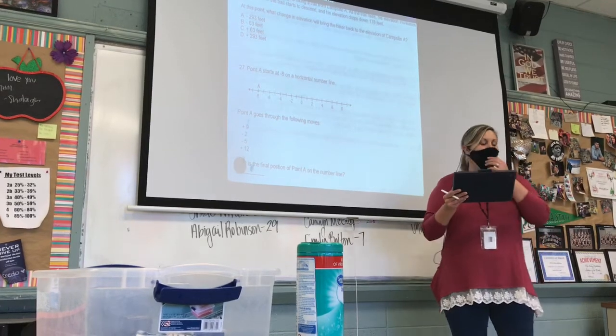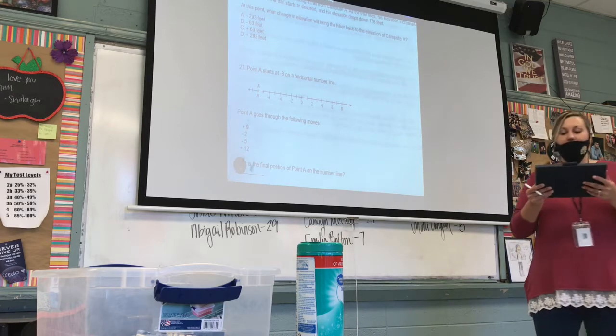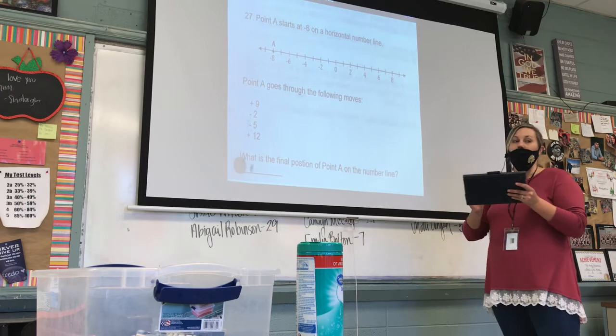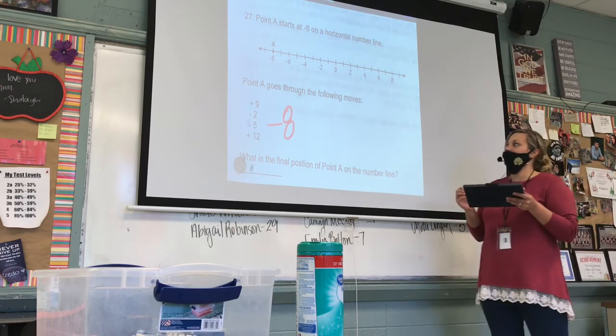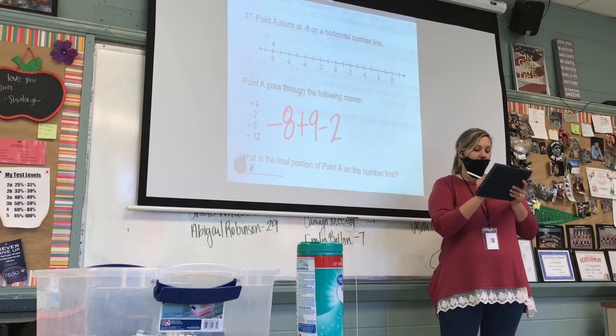Okay. On the back page of your study guide, number 27, I need everybody to get this question right. Where does it say we start at? -8. Write that down first. What does it say we do next? Add 9, then what? -2. Then what? -5. Then what?